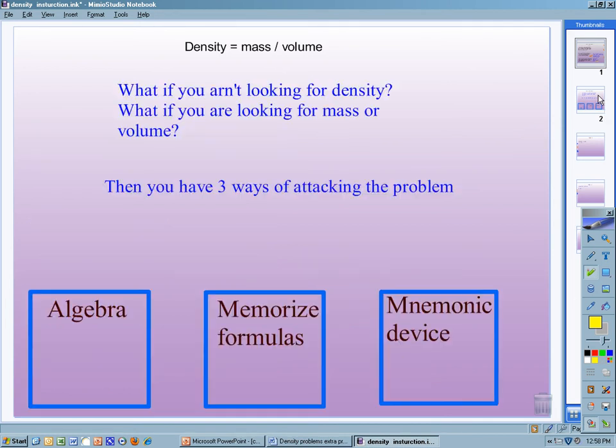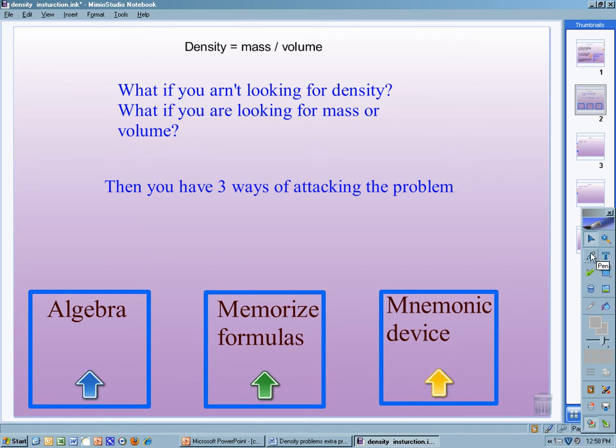But now we've got a new problem. What if you're not looking for density? What if you're looking for mass? Or what if you're looking for volume? Well, you have 3 ways of attacking this problem. You have 3 ways of looking at it. You can do algebra, you can memorize the formula, or you can use a mnemonic device.